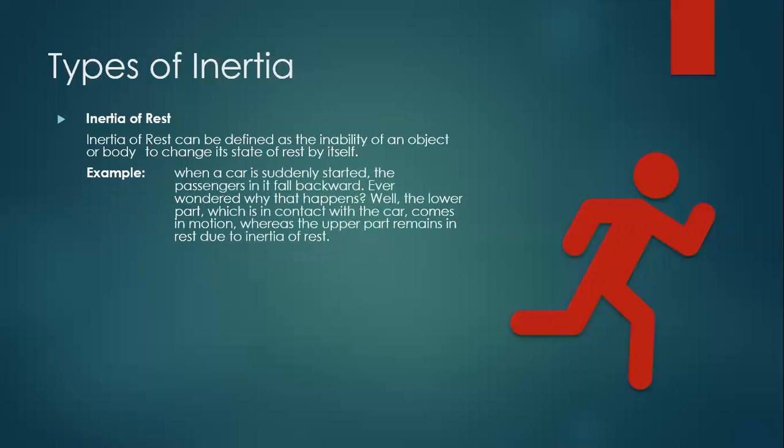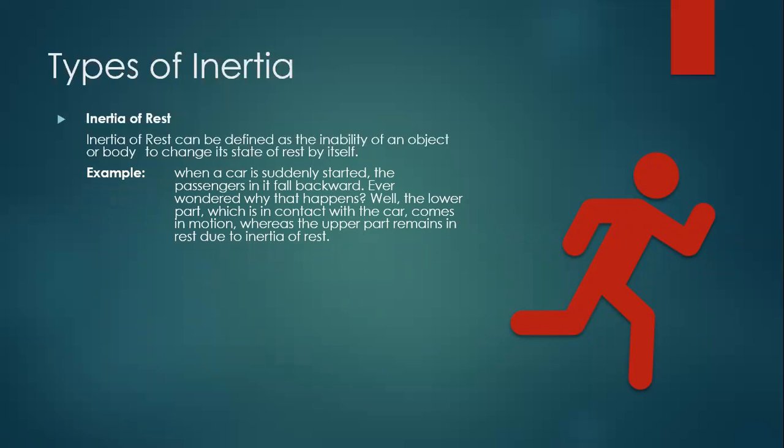Take another example. Let's suppose when a car is suddenly started, the passengers in it fall backward. Ever wonder why that happens? Well, the lower part, which is in contact with the car, comes into motion, whereas the upper part remains at rest due to the inertia of rest.